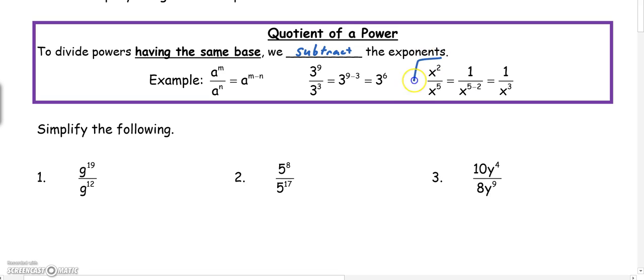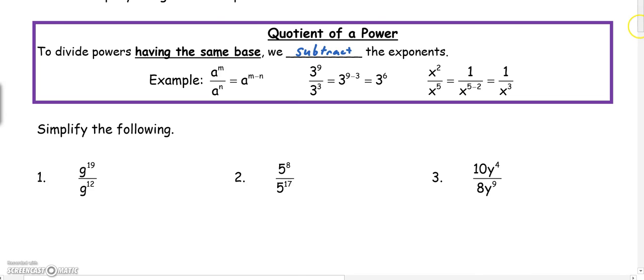In our second example, we have an exponent of 5 in the bottom, which is the denominator. So at the end, we're going to end up in the denominator with our answer. You need to pay attention to where your higher exponent is. If it's in the top, you end up in the numerator. If it's on the bottom, we end up in the denominator.